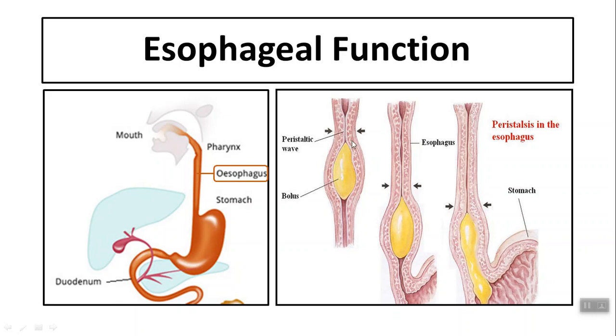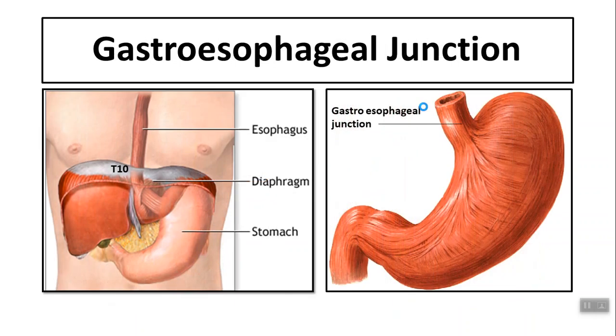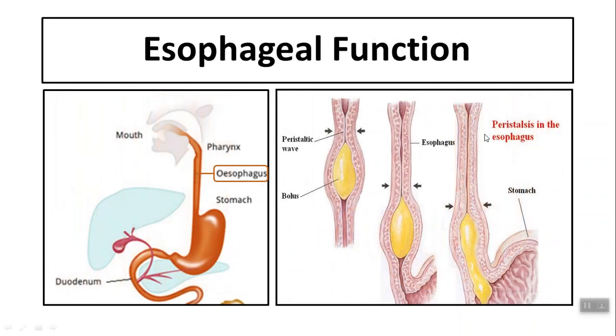It performs its function through what we call a wave-like contraction of its muscular wall, and that is called peristalsis. Peristalsis is a wave-like contraction of the muscular wall of the esophagus in order to propel the bolus of food or fluid to the stomach.